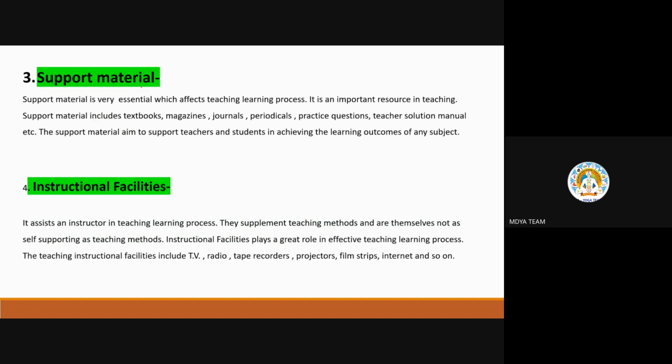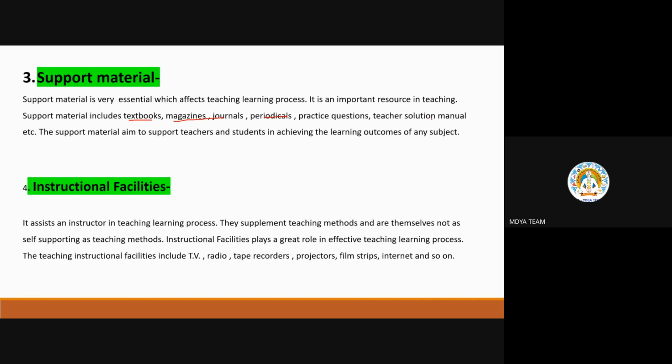Now the support materials. Since this is the online class, you are much familiar with the support material here. Like the things that are supporting me are a good internet connection, the PPTs that I am using, or any videos that I am including in my class. Okay, so support material is very essential, which affects the teaching learning process. It is an important resource in teaching. Okay, support materials include, if it is an offline class, textbooks, magazines, journals, periodicals, practice questions, which are helpful in the offline class. Teacher solution manual, etc., these are helpful in the teaching and learning process. The support material aims to support teachers and students in achieving the learning outcomes of any subject.